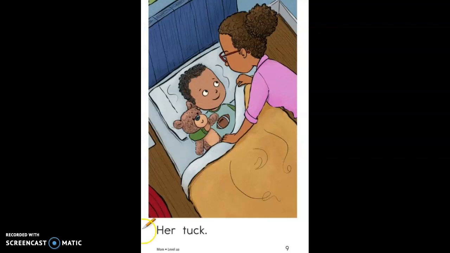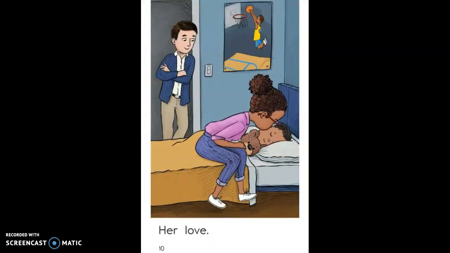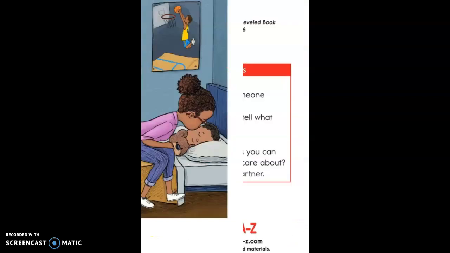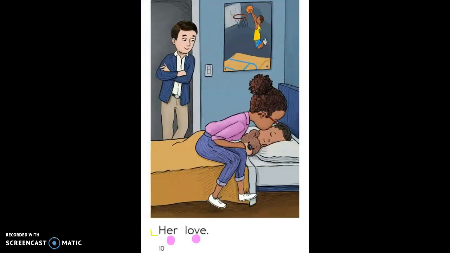We know we want to start on the left side of the page, and we're going to point under each word as we read. And we know that our pattern starts with the word her. So this page says her, tuck. Let's keep going. I know that we want to start on the left side of the page, and I'm going to mark under each word where I'm pointing. And we know that our pattern starts with the word her. So this page says her, love. We read the whole book.